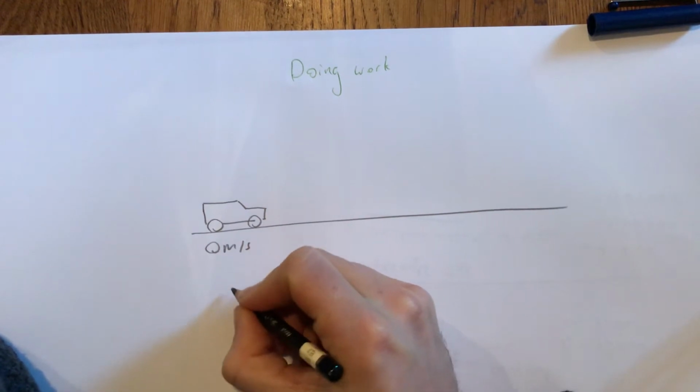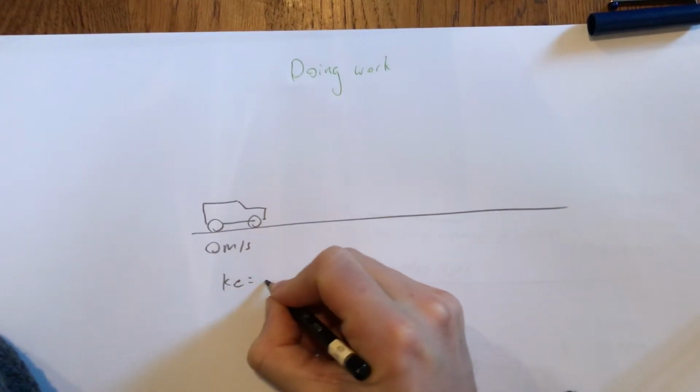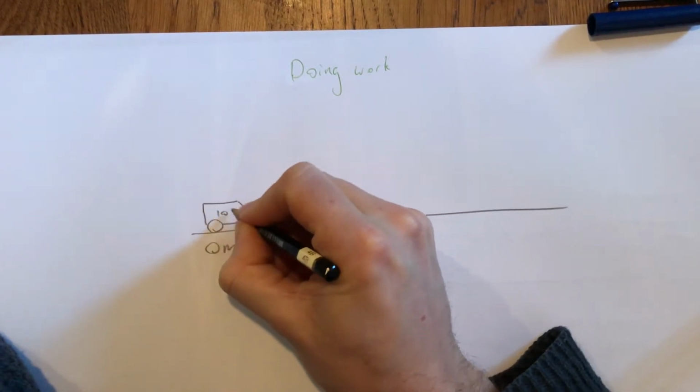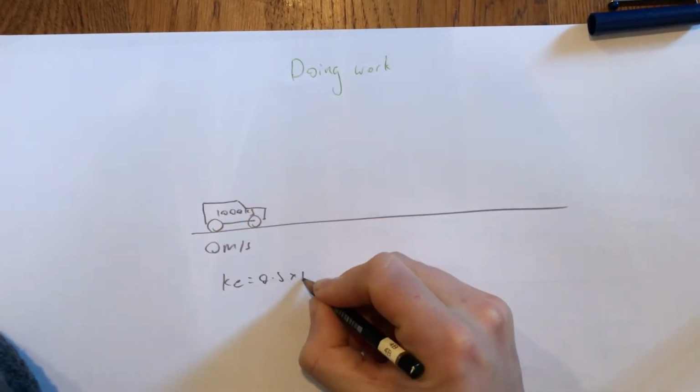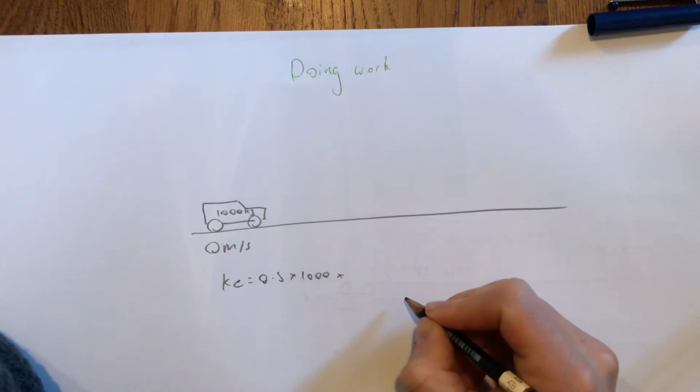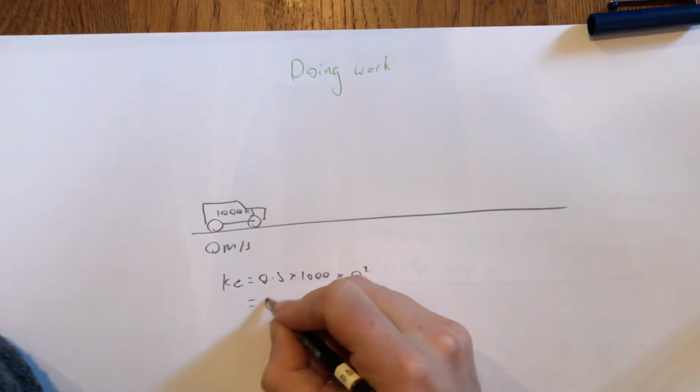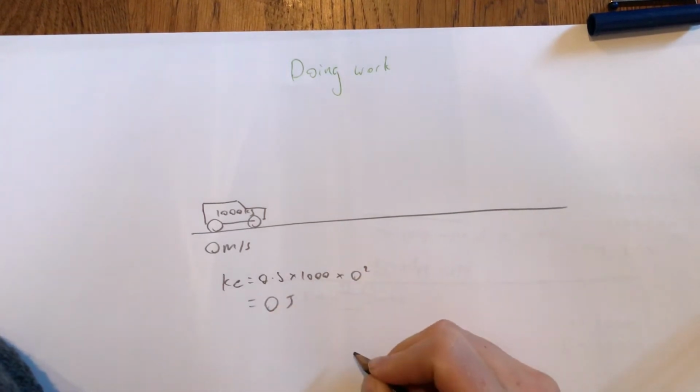And remember the kinetic energy equation? Kinetic energy is 0.5 times mass. Let's just give it a mass of 1,000 kilos, times the speed squared. Now, of course, 0 squared is just 0, so that means the kinetic energy is equal to 0 joules.